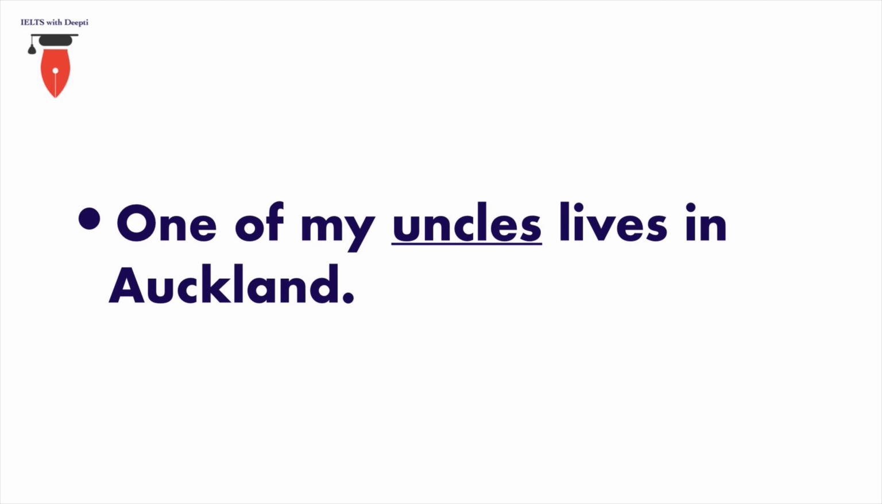Now many of you must be guessing, why uncles? Because I have many uncles. Out of all those uncles, one uncle lives in Auckland. So the moment I say one of my uncles, it gives me the correct meaning of the statement. More examples can be one of the books was torn. One of my friends is still a bachelor.